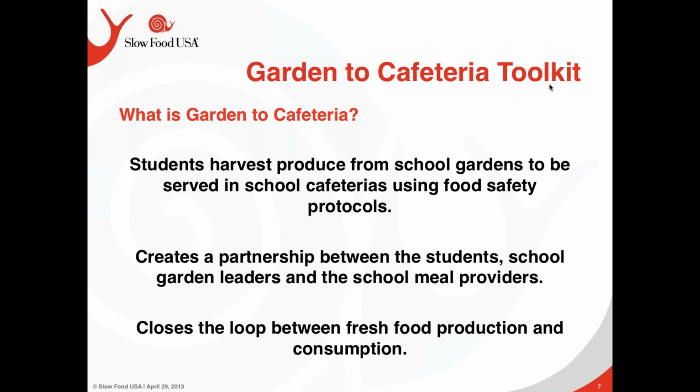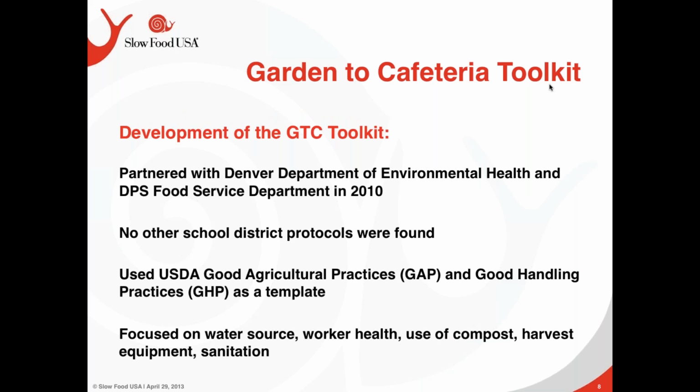It also really creates a partnership between the cafeteria and the garden, as well as the cafeteria school leaders and garden leaders. So it creates that full connection, and the garden really becomes part of the school as opposed to being sort of an adjunct to the school. And it definitely closes the loop in the minds of students between fresh food production and consumption. And here I'm going to turn things over to Andy, who's going to give you some history about how the toolkit was developed.